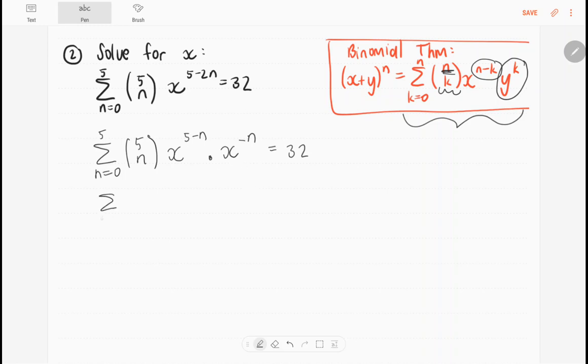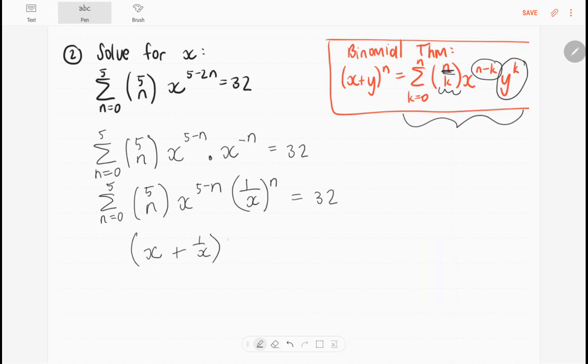This will simply become, so I have the sum from 0 to 5 of 5 choose n, x to the 5 minus n, and then I have 1 over x to the power of n equals 32. And now I have my left-hand side in the form I wanted, and therefore I can write it by using the binomial theorem as (x + 1/x)^5 = 32. And now I can simply solve for x.